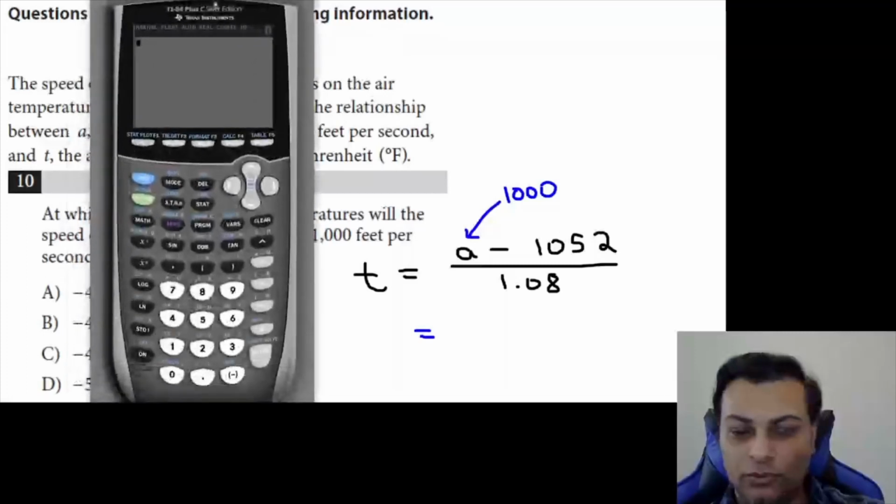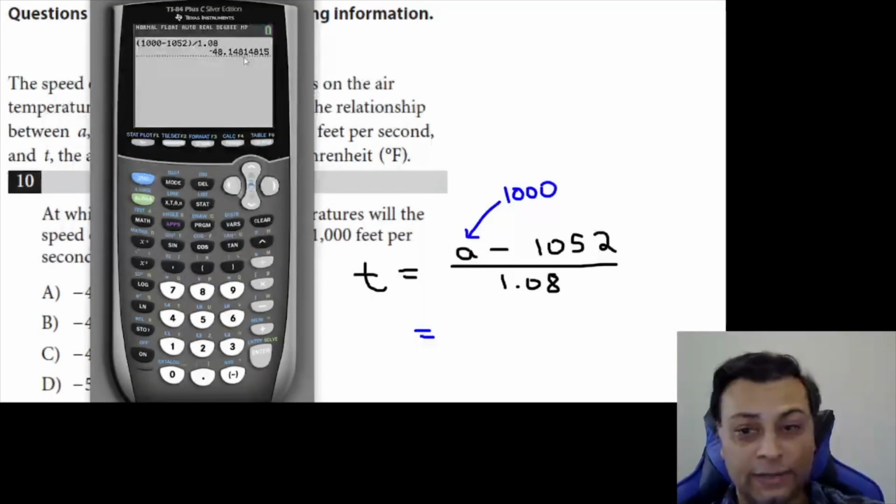We would do 1000 minus 1052, divided by 1.08, and you get negative 48.148. Or we could do it with the fraction, 1000 minus 1052 divided by 1.08, and you get negative 48.1. It's the same. So you get roughly negative 48.1.